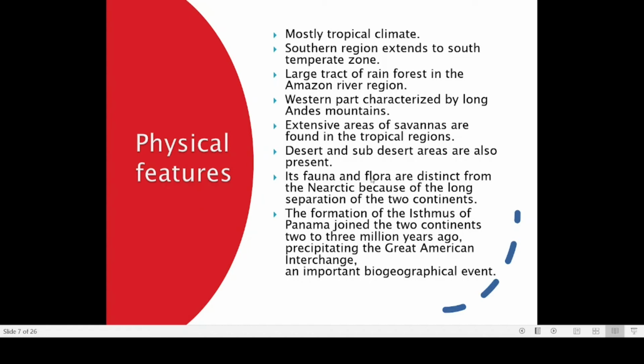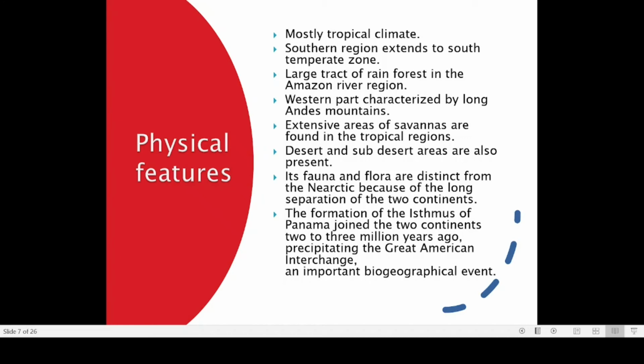Then the fauna as well as flora are distinct from Nearctic because of the long separation of the two continents. I think I have told you about this land connection between South America and North America several times. This land connection, I think, had disappeared. The last land connection came into existence around 10 million years back. Before that, there was no land connection between South America and North America. South America was a separate continent and North America was a separate continent.